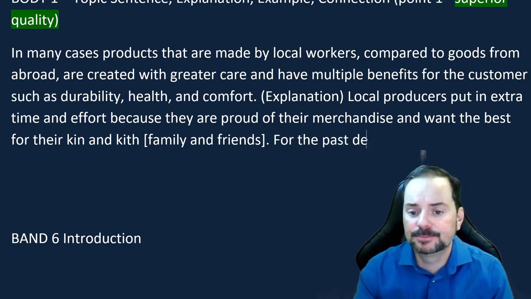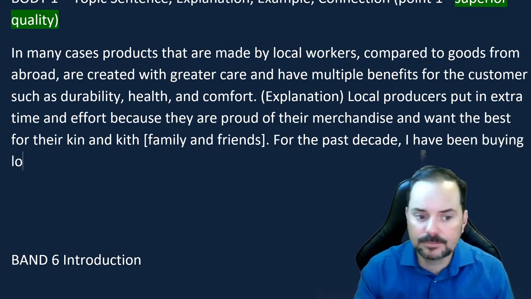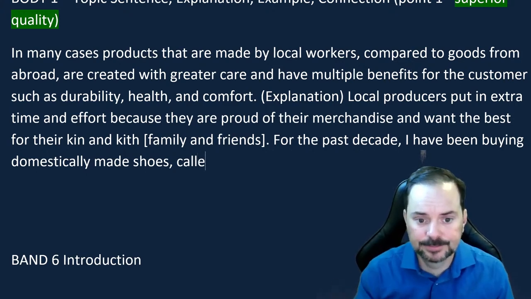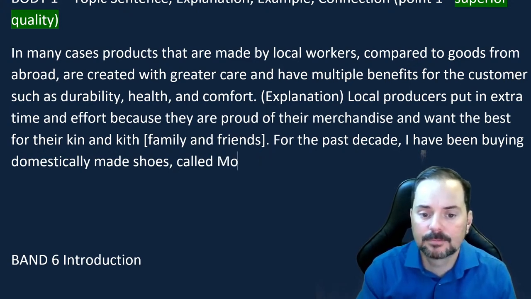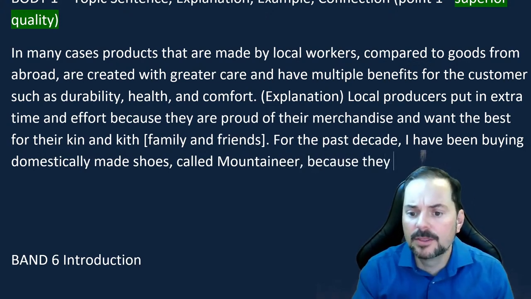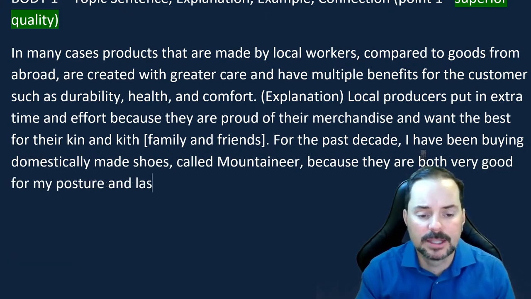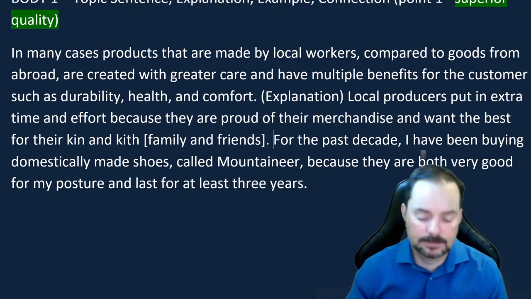For the past decade, I have been buying domestically made shoes called Mountaineer because they are both very good for my posture and last for at least 3 years. This is my example.